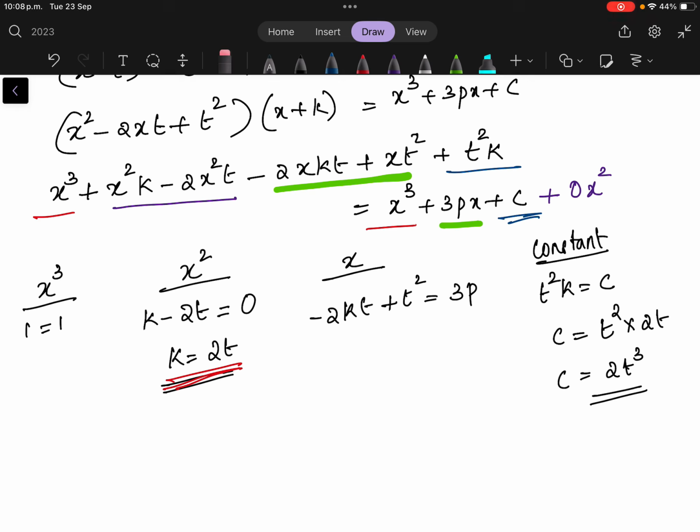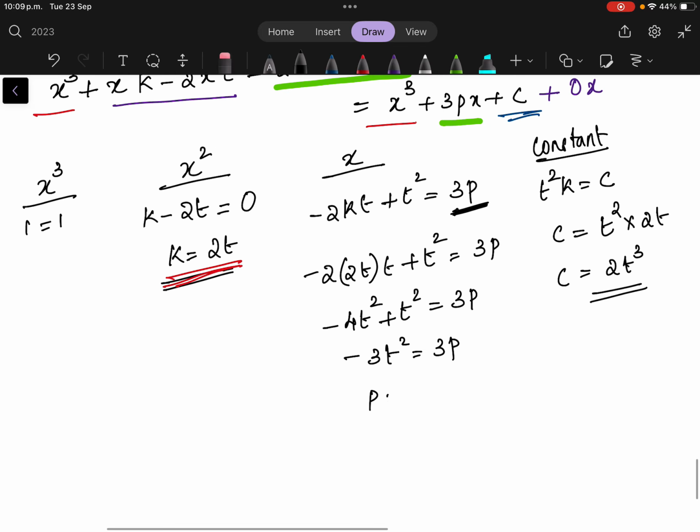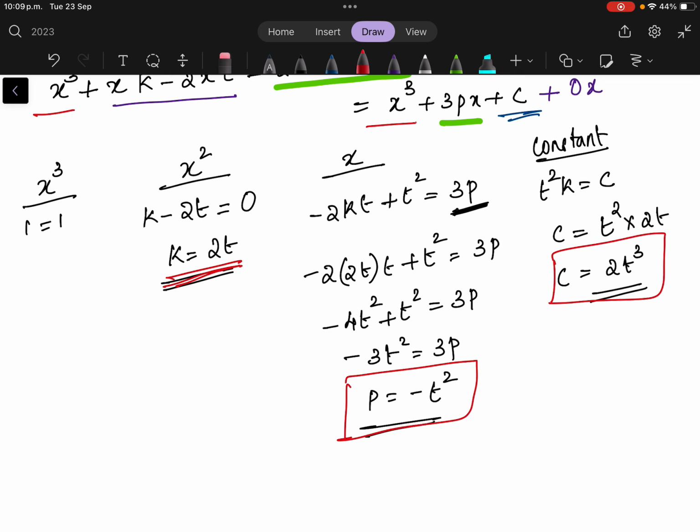Here you want to get a formula for p. So I'm going to substitute k here: −2 into 2t into t plus t² is equal to 3p. So this will be −4t² + t² is equal to 3p, so −3t² is equal to 3p. p is equal to −t². So we have solved both the equations. So this is one and this is one.